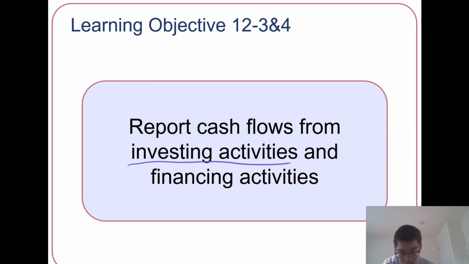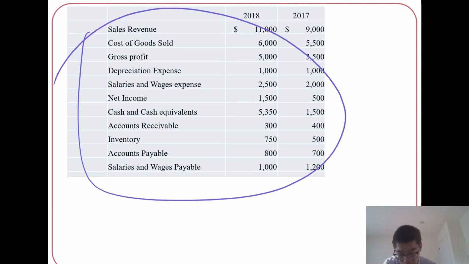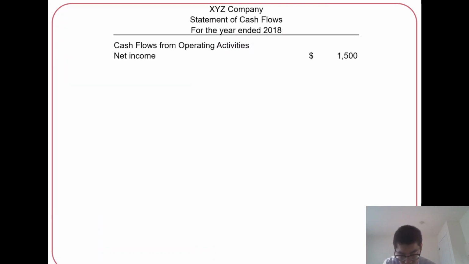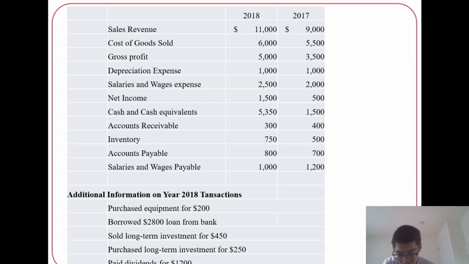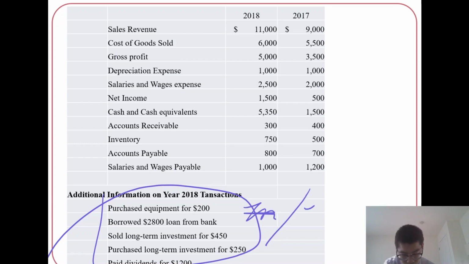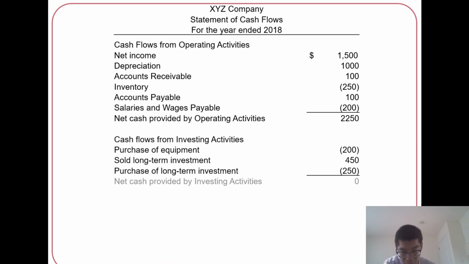Report cash flows from investing activities and financing activities. Here, figure out what our net income is, and what are the net financing activities and investing activities. So here is a practice problem, and here is the information for you to decide whether those are investing activities or financing activities. Go back and look at it by yourself. You have all the solutions, or answers.